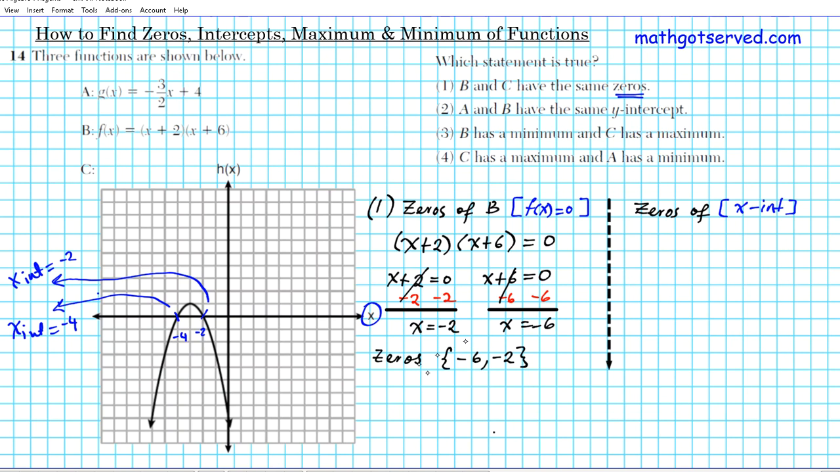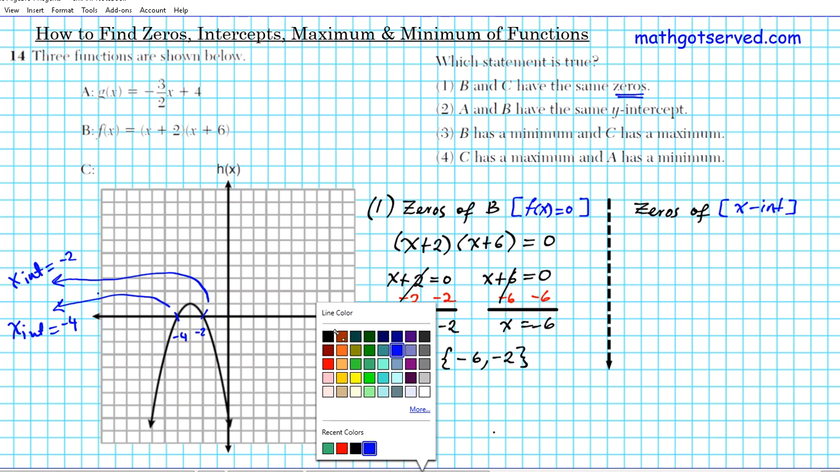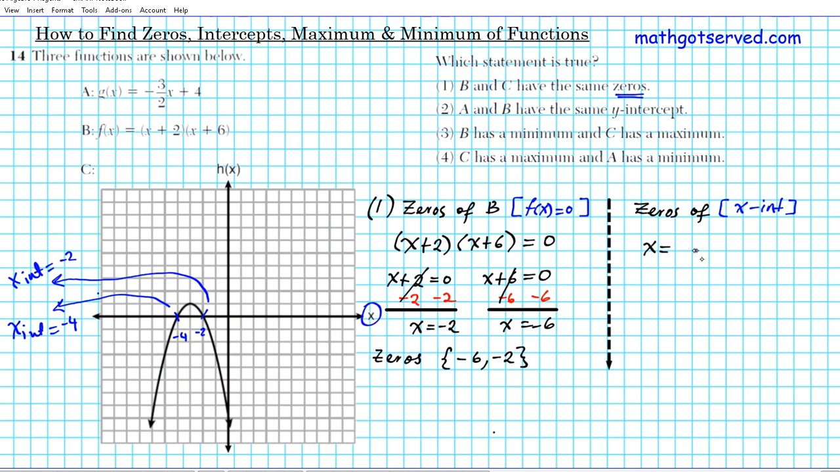Alrighty, so to find the zeros of function C or h of x, we're just going to write down the x-intercepts, which are x equals -2 and x equals -4. So for function C, what are the zeros?